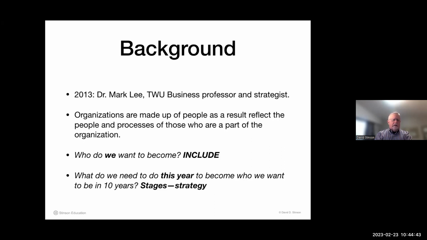So the way I think about it now is, who do we want to become? Who do we want to be as people? Each of us has our own kind of persona, the person that we are, all of that. But how do we come together to become an entity and to become, in a sense, a person or a personality within this global network that we want to create? And then the second one is, what do we need to do this year to become who we want to be in the next 10 years?